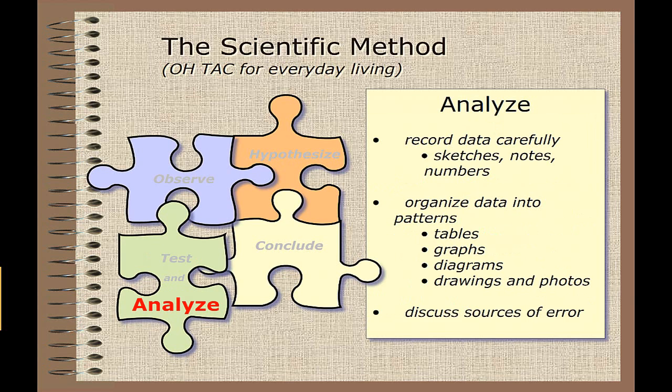Then you're going to analyze your data. And it's really important when you analyze your data that you organize it in ways that you can identify patterns. So we suggest to you, depending on the experiment, that you put it in a table, you graph the data, you make a diagram, or you create a series of drawings and photos that show some kind of progression through the experiment. And then you'll discuss sources of error. These are not just human sources of error, but what kinds of mistakes could have occurred based on how you designed the experiment or how you collected the data.